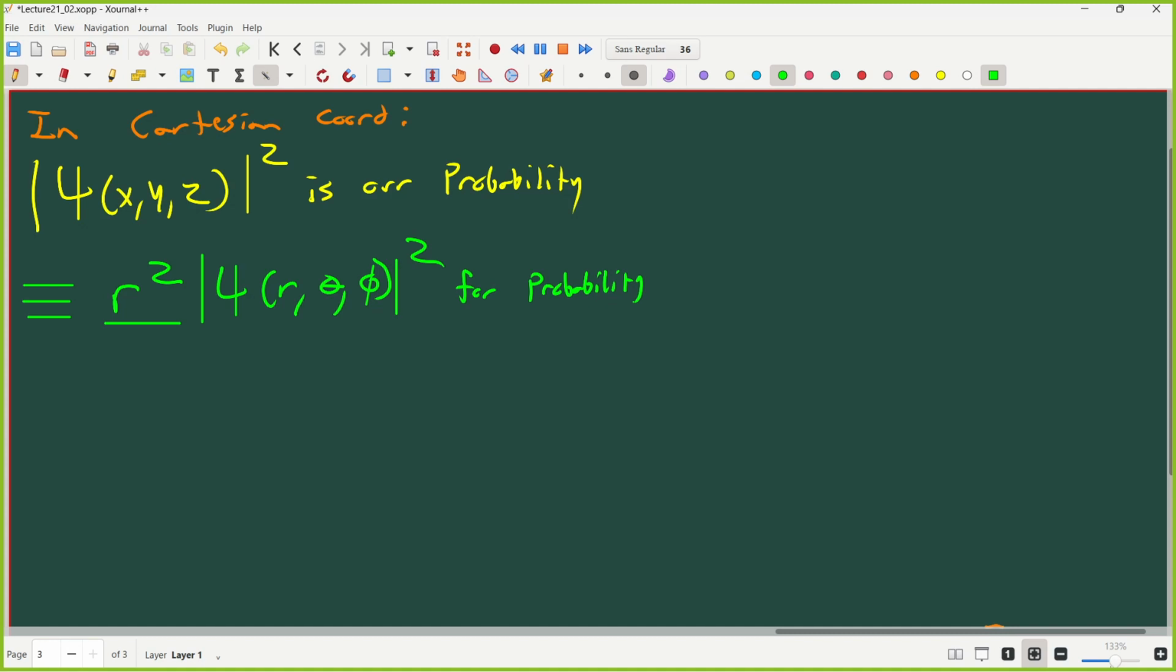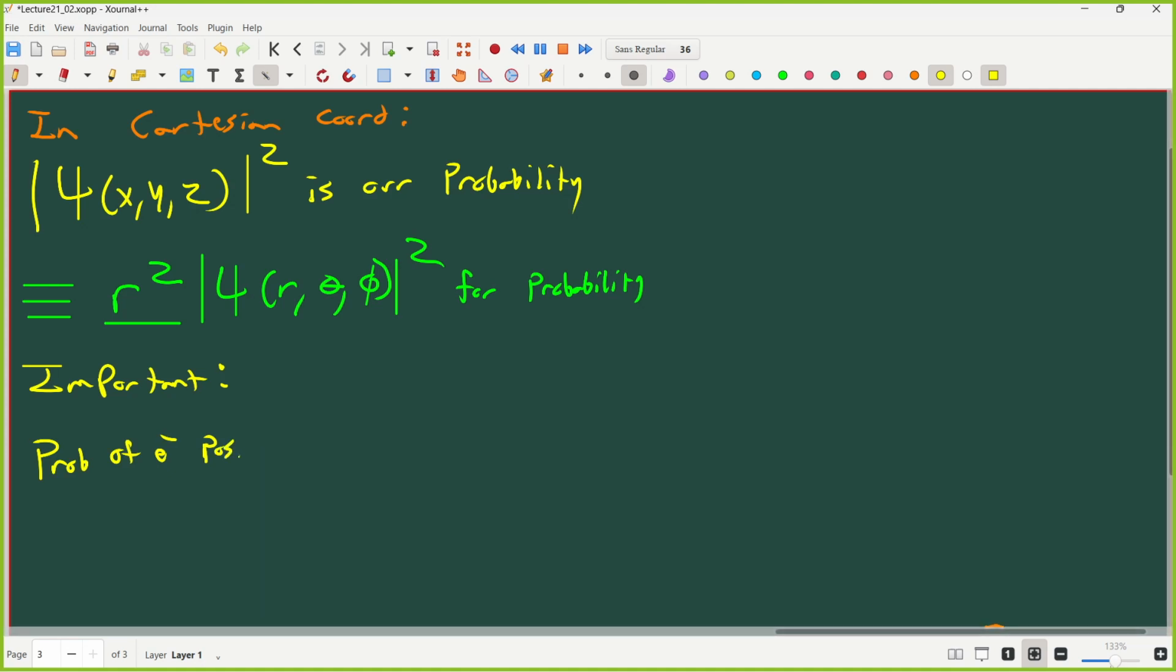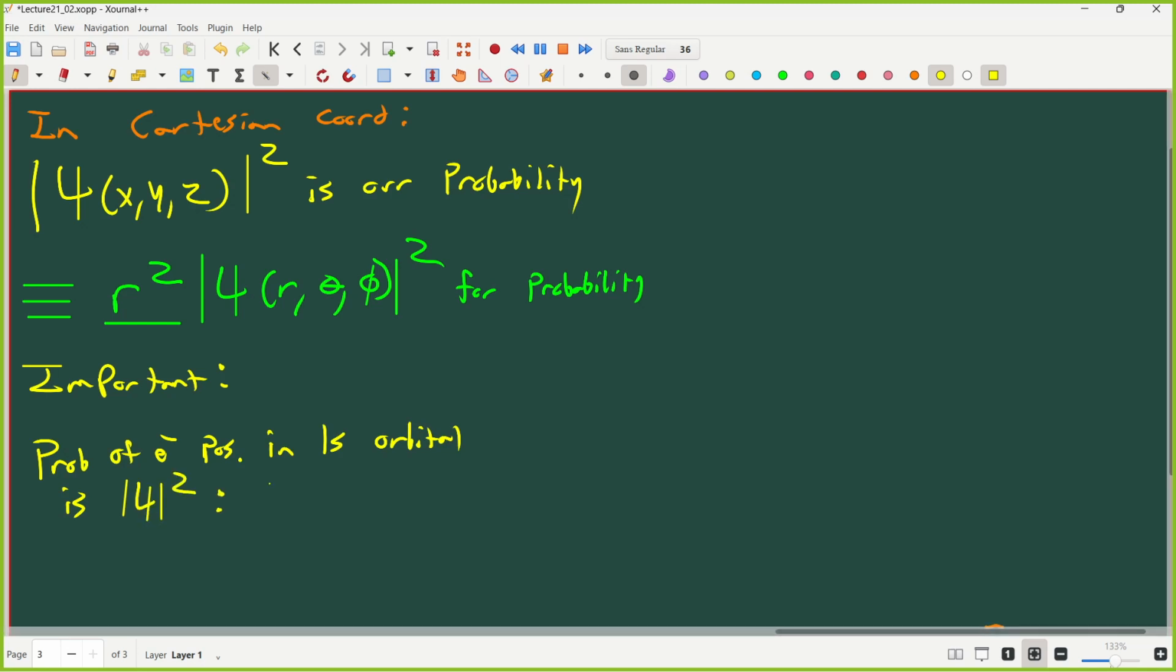So this is important because if I instead said that the probability of electron position in a 1s orbital is just psi squared, then what would psi squared be?